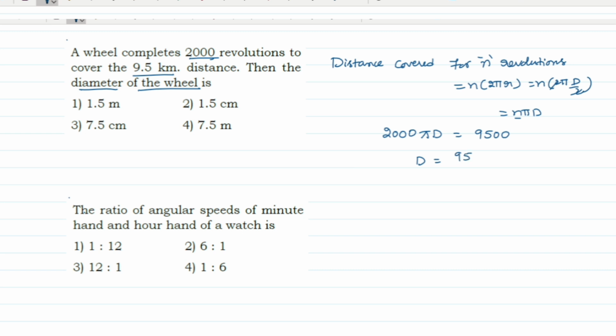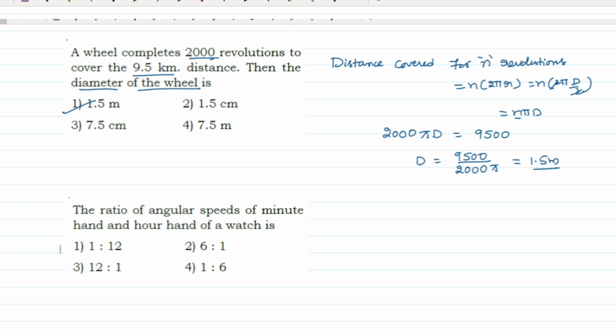This is 9,500 by, here you can take 2000 into pi. So after simplifying this value, we will be getting nearly 1.5 meter. 1.5 is the correct answer.